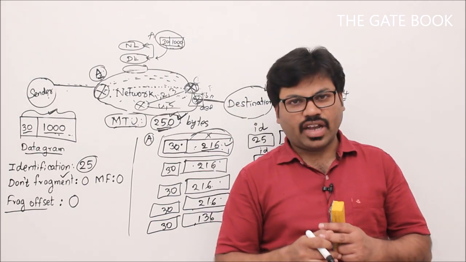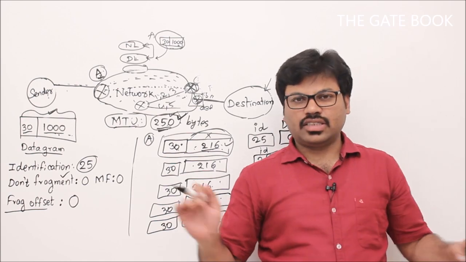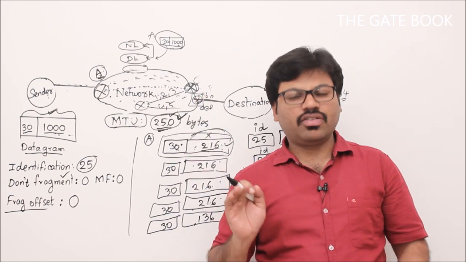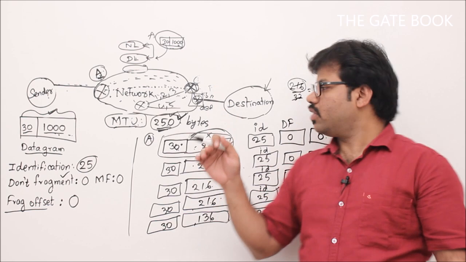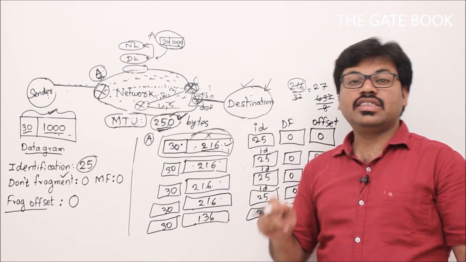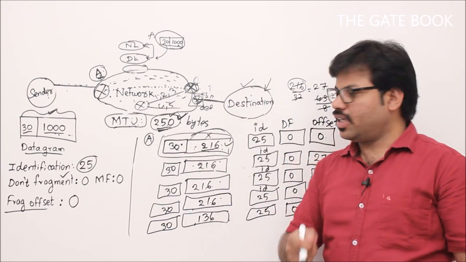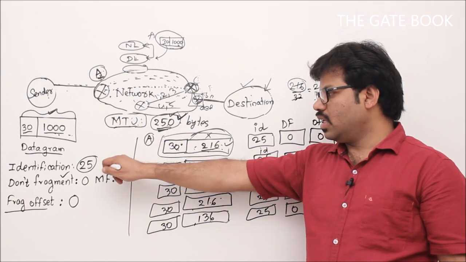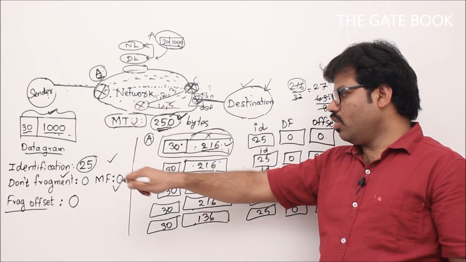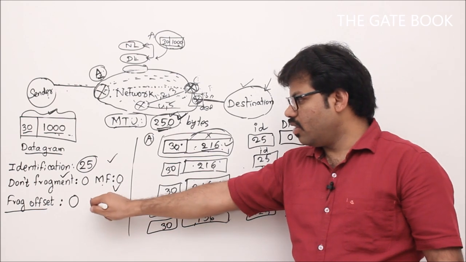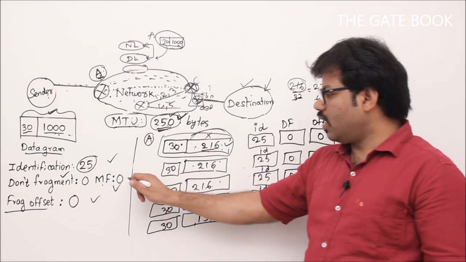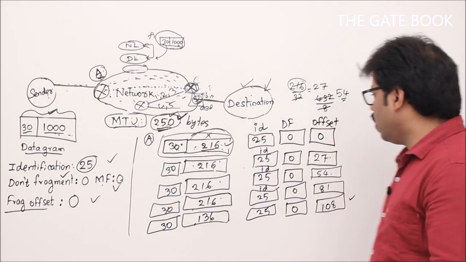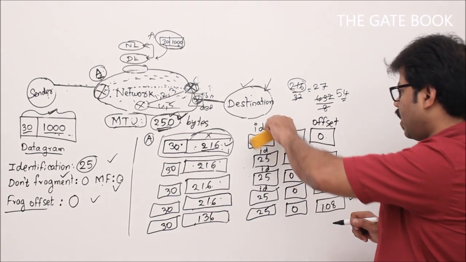When will we do defragmentation? That is the finishing touch, in the climax, when all the fragments are received at the destination. That destination's network layer is going to do defragmentation using all these helping bits: identification number, this more fragments bit and fragment offset. And one more thing, we did not discuss what is more fragment, right? Simple. So here, what is the more fragment bit, I will show here.